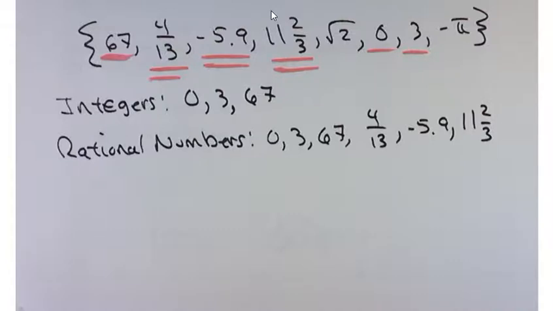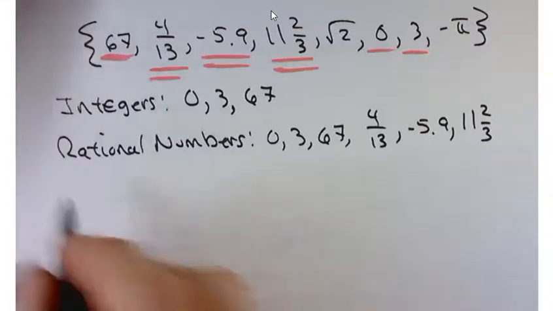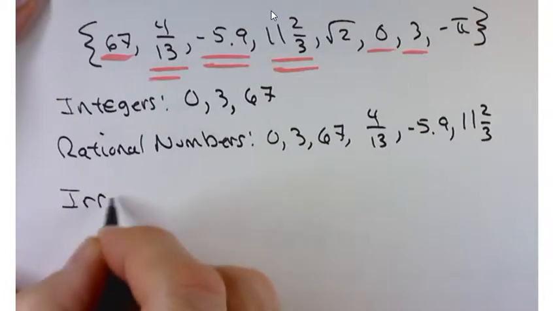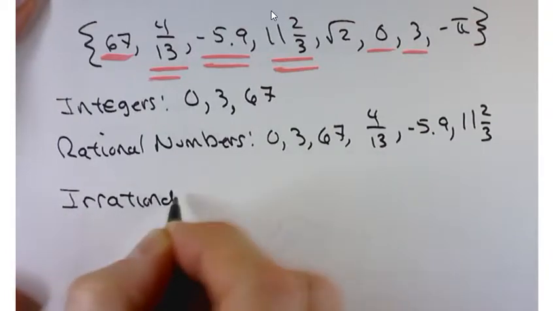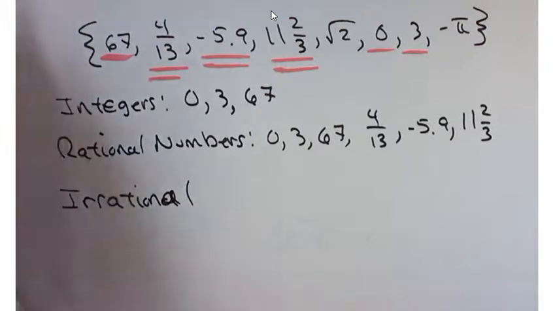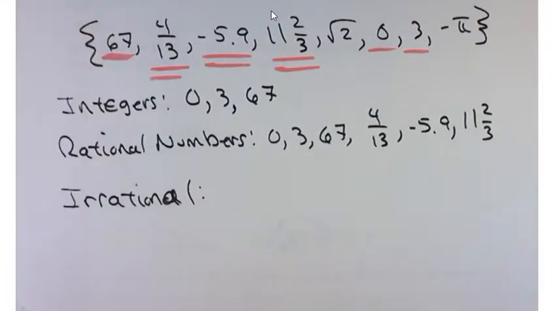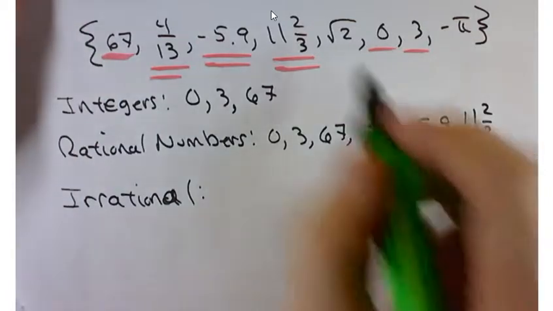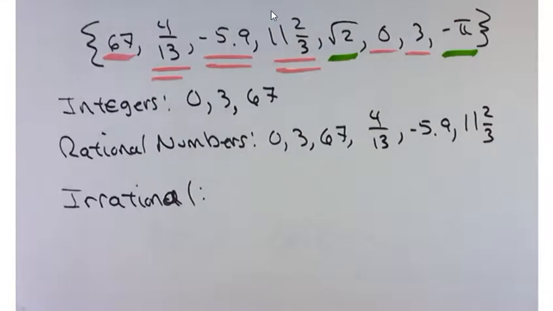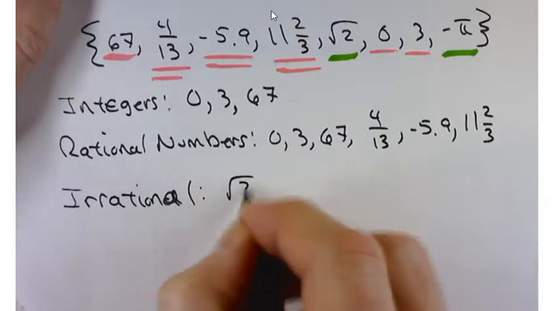Now there are the rational numbers and then the irrational numbers. There's no overlap between these two. You're one or the other. The rational side of the argument, that's you. The irrational side of the argument, that's the other person, right? It's not both. What haven't I used out of my set? Square root of 2 and negative pi.